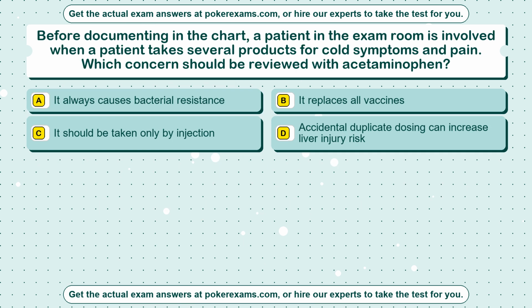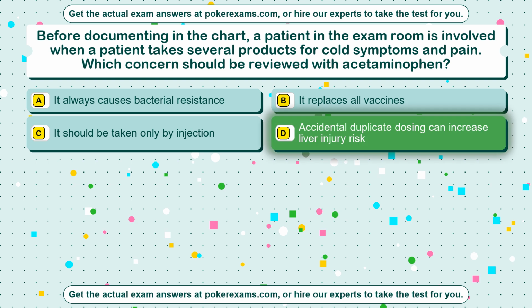Question 9. Before documenting in the chart, a patient in the exam room is involved when a patient takes several products for cold symptoms and pain. Which concern should be reviewed with acetaminophen? Option A, it always causes bacterial resistance. Option B, it replaces all vaccines. Option C, it should be taken only by injection. Option D, accidental duplicate dosing can increase liver injury risk.